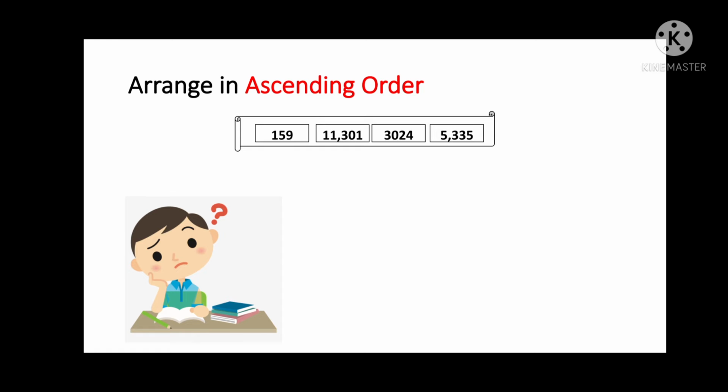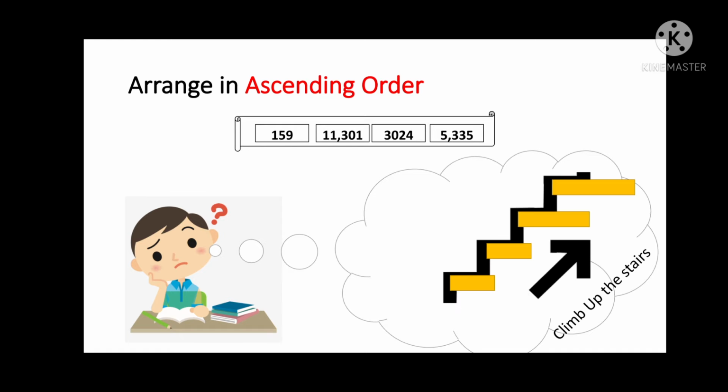The question says arrange in ascending order. You see some numbers given in those boxes. Now we have to arrange these numbers in ascending order. What does it mean? Let's remember how the bunny ascended. The bunny climbed up the stairs from smallest value to the biggest value. Let's do it again.